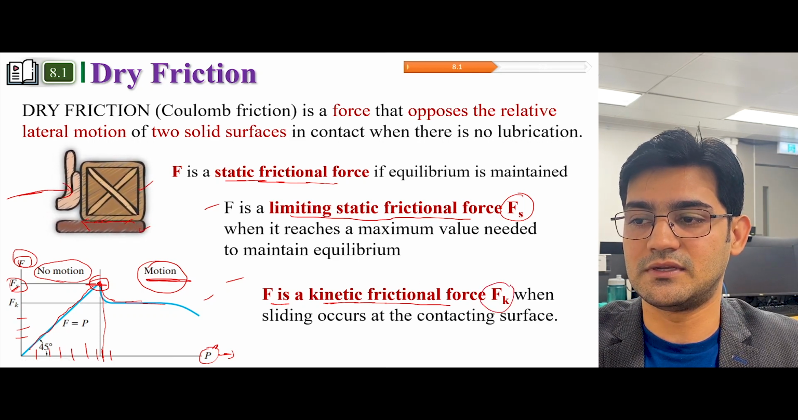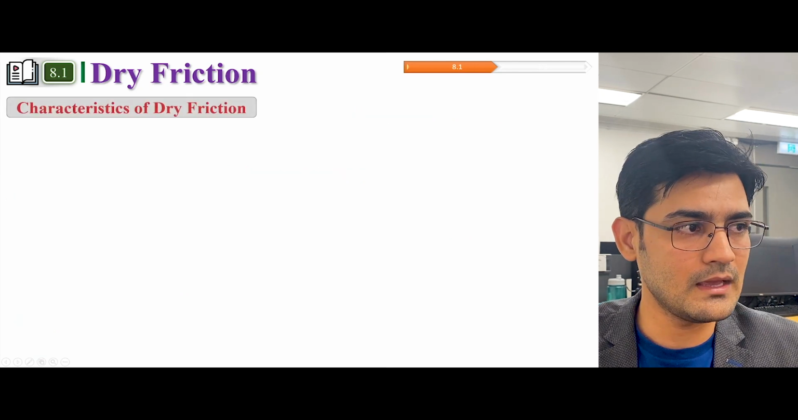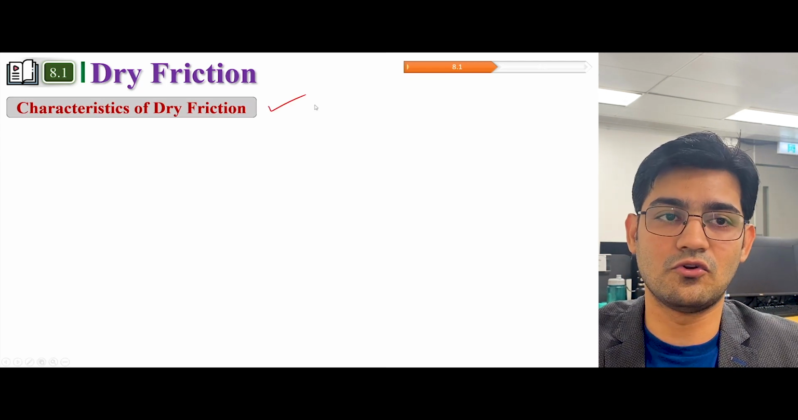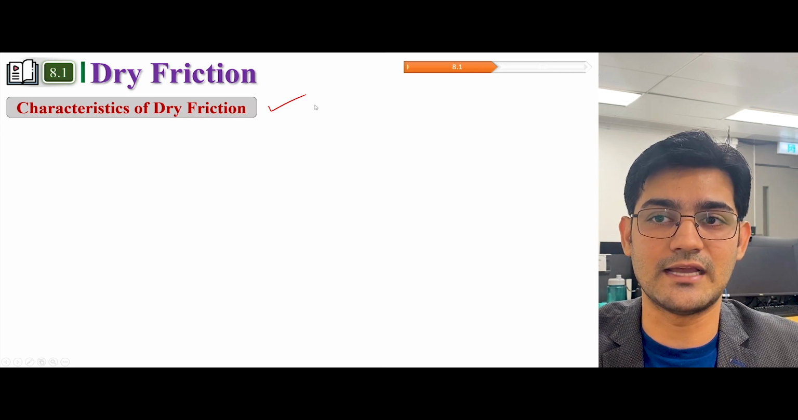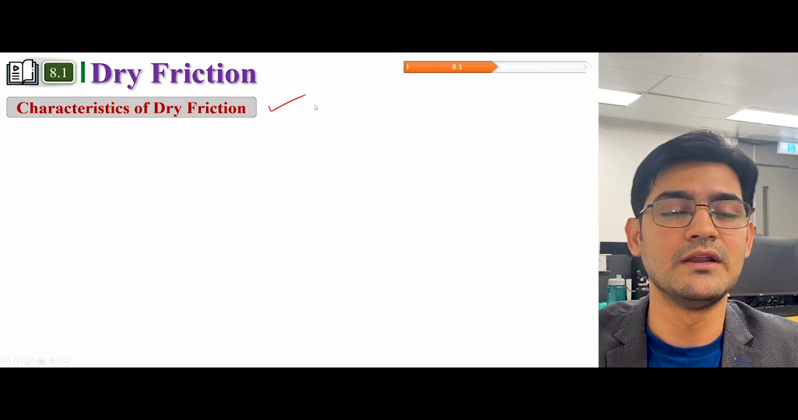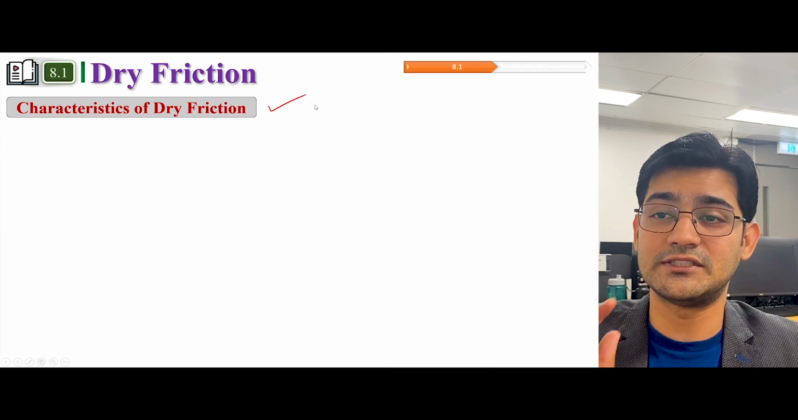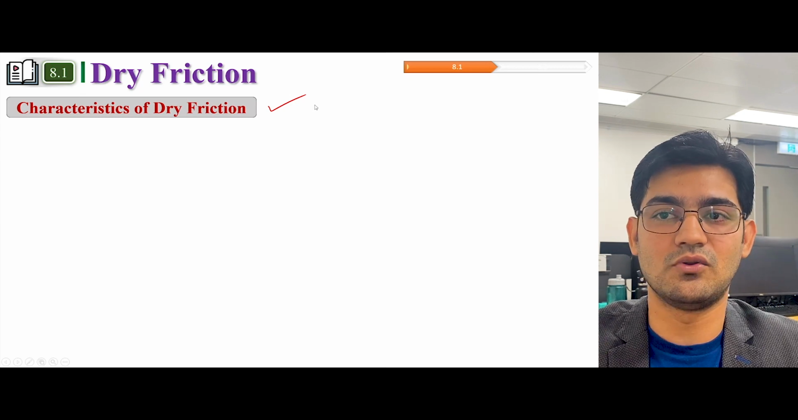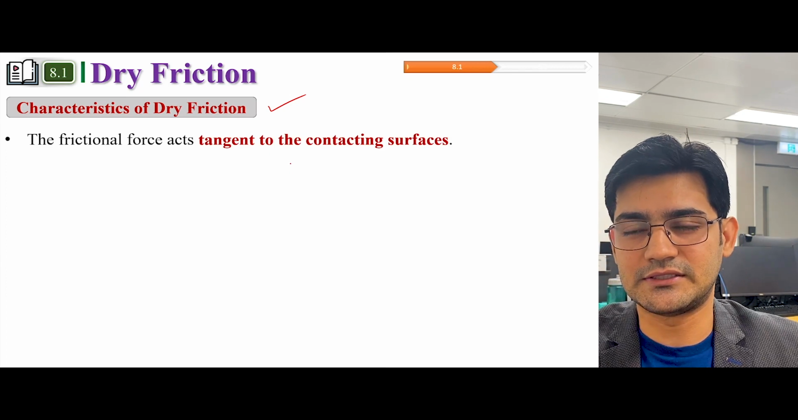And if an object is in motion, you have kinetic frictional force. Now, there are some characteristics of this dry friction, and we're going to go through them roughly and then move towards doing an example. In the example, it will become clear how we can calculate this frictional force, and how we can calculate if the object will move or stay, or what is the maximum applied load we can apply such that under this load there would be no movement. Okay, so characteristics of dry friction.